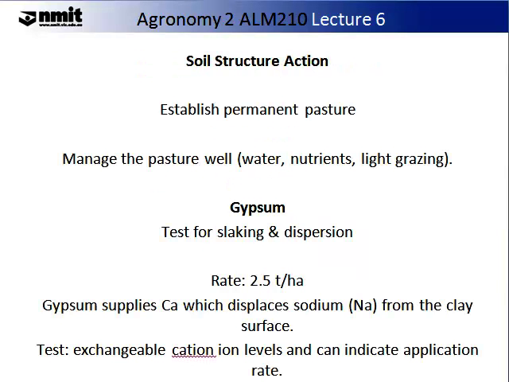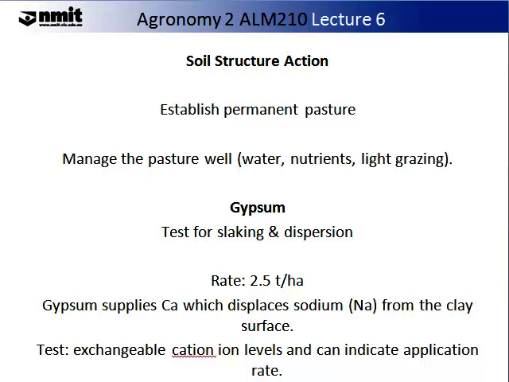So what action can you undertake to ensure or correct for your soil structure? The establishment of permanent pasture is considered the most effective mechanism for solving many soil structure issues. If you have established a permanent pasture on soils of poor structure, it is advisable that you manage these pastures well and pay particular attention to your water, your nutrients, and ensure that only light grazing occurs.